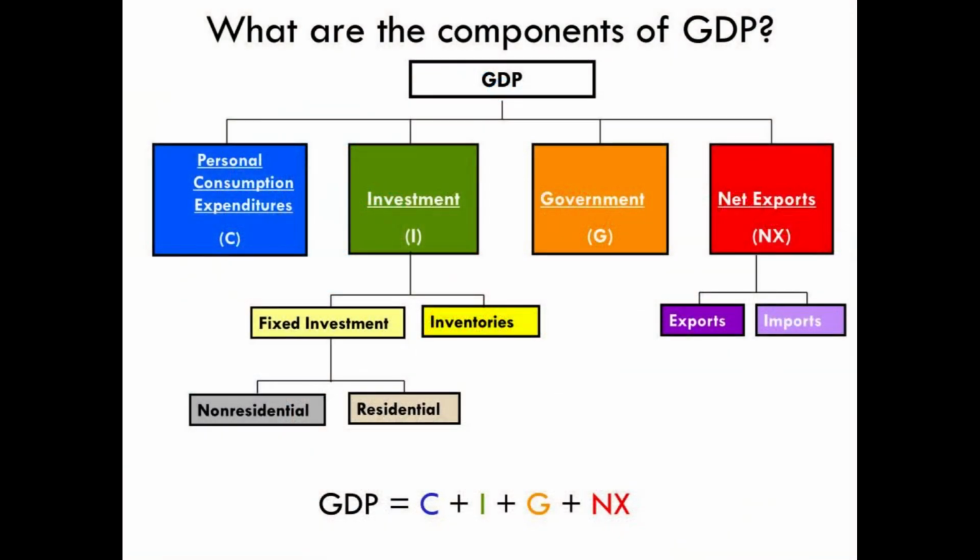Here is how we calculate the GDP. The components of GDP include personal consumption expenditures, C, business investments, I, government spending, G, and net exports, which include exports and imports. GDP is equal to C plus I plus G plus NX.